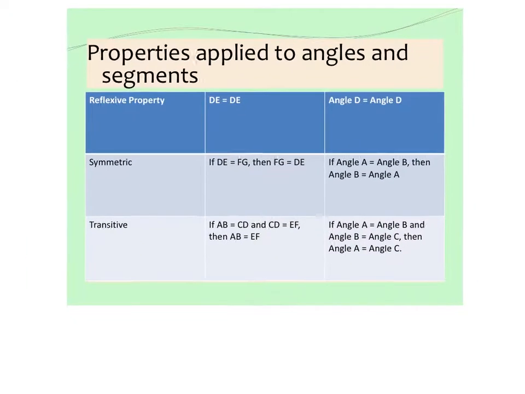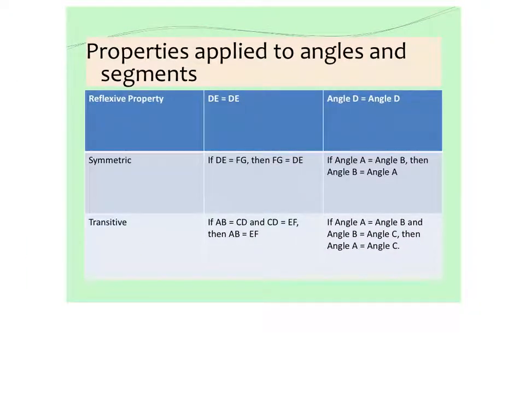All right, so now here are some of the same properties we saw in the previous slide, but now they're going to be applied to angles and segments. So again, if you had two line segments, DE and DE, this is your reflexive. It's like a mirrored image. It's the same thing on both sides of the equal sign. You can also apply this to angles. You can also write it with the little angle symbol. Angle D equals angle D.